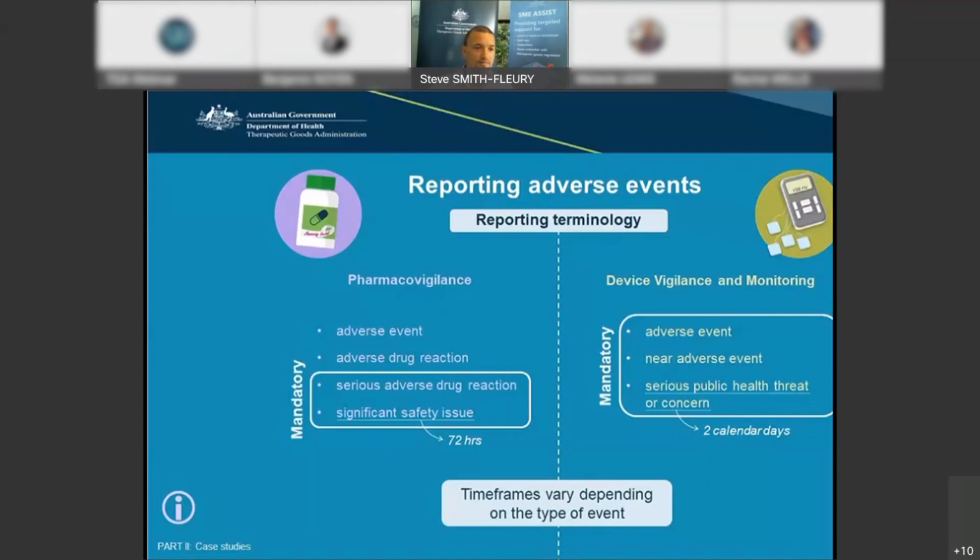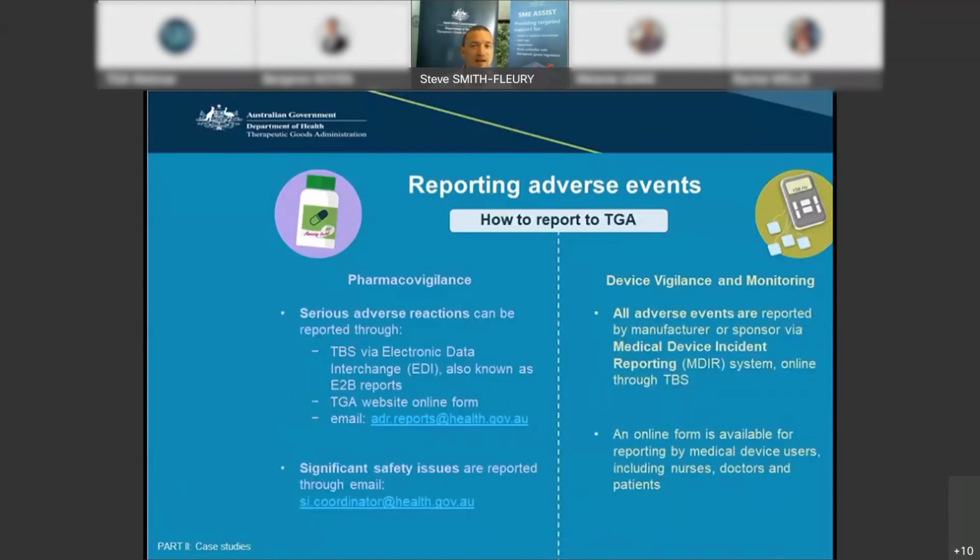Now, how do you report? Again, this differs for medicines and medical devices. For medicines, there are three main ways to report a serious adverse drug reaction. That'd be through TGA Business Services, online on the form available on the TGA website, or via email. Significant safety issues are reported through email. Now, medical devices do have an online form available through your TGA Business Services account for all reports.